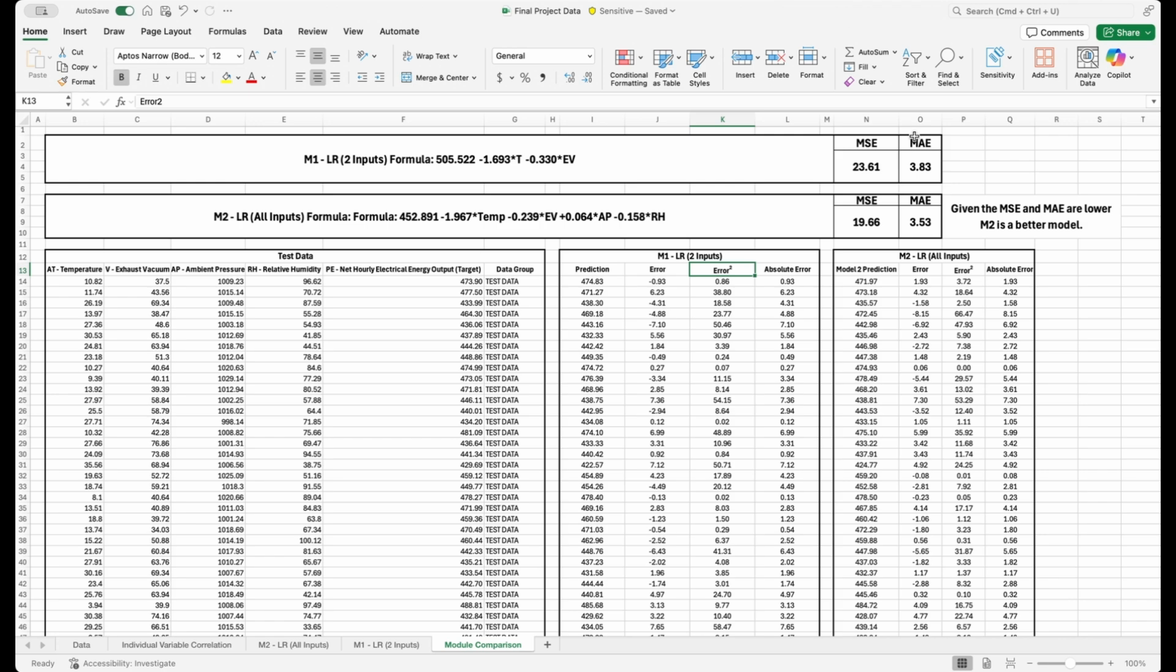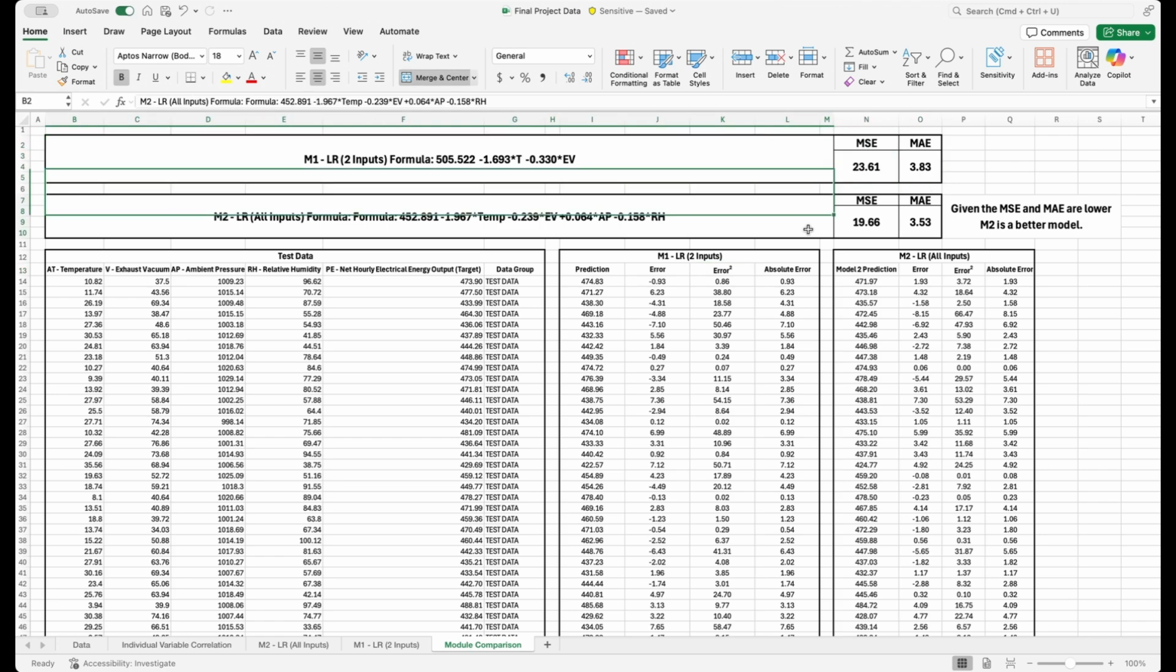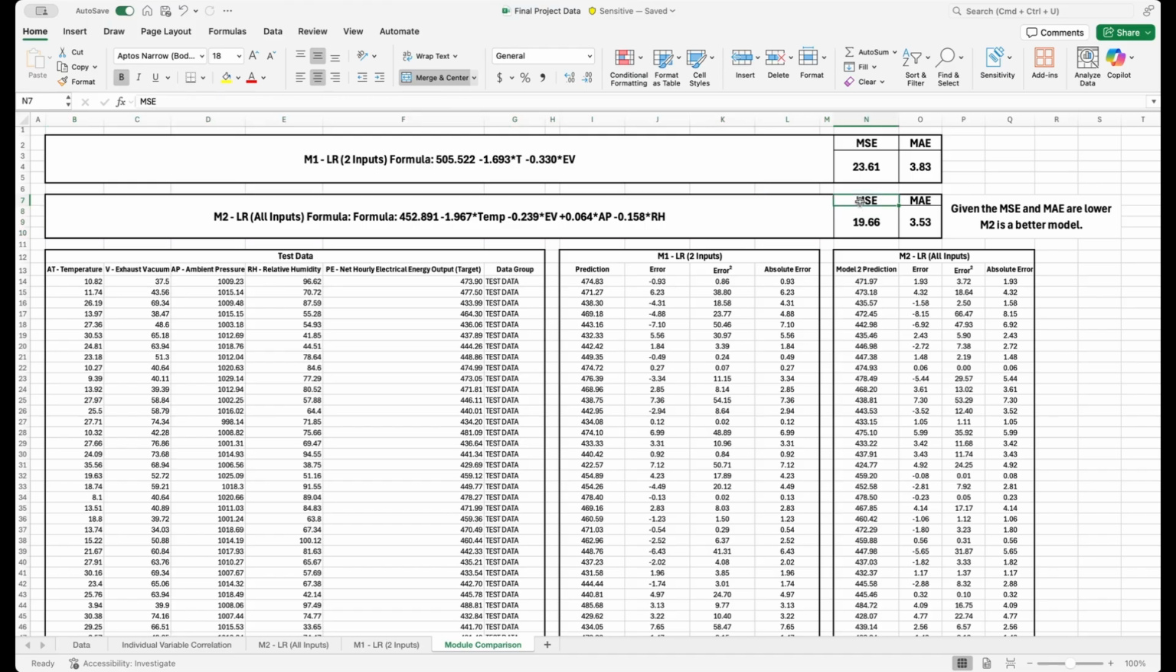With those values, I was able to calculate the mean squared error as well as the mean absolute error for each model to show that I got 23.6 and 3.8 for our first model with just two inputs. And on our second model, we got a mean squared error of 19.6 and 3.5. Since the mean squared error and mean absolute error were lower on our second model, this shows that this model is actually more accurate and a better fit for the data and a better predictor of the net hourly electrical energy output than the first model that only used the two inputs.